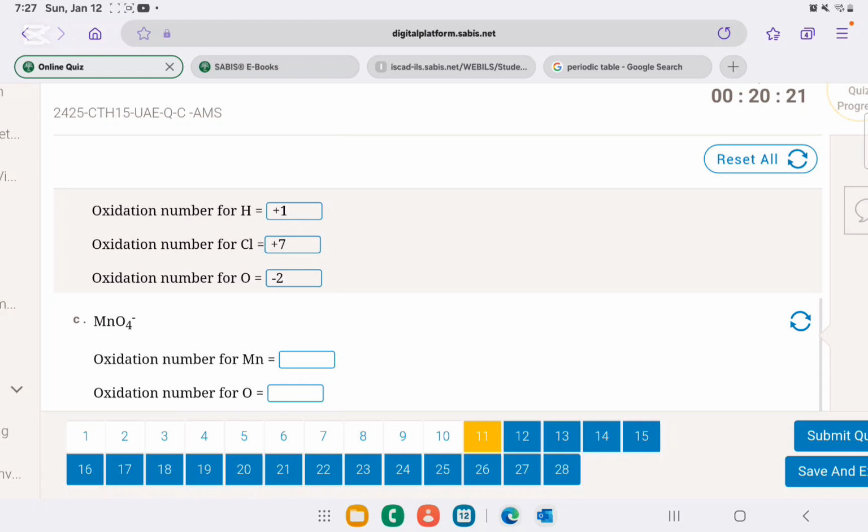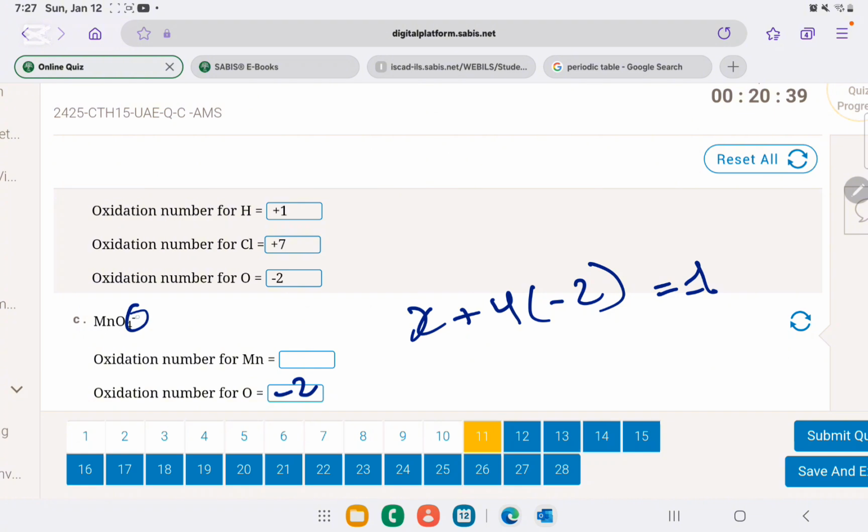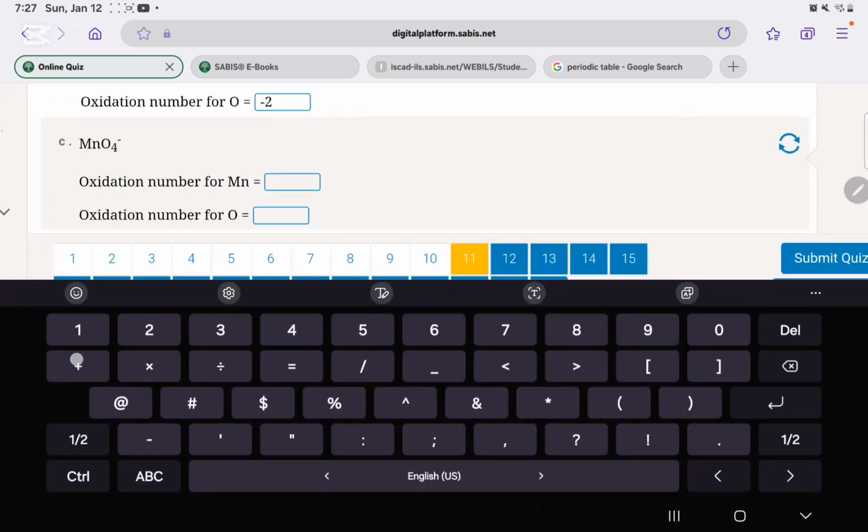Last one, oxygen is always -2 again, and then to find Mn we're gonna do X plus 4 times -2 is equal to -1. The X is for the Mn, and then I did 4 times -2 because we have 4 oxygens, and the oxygen's oxidation number is -2. And then I did it equal to -1 because that's its charge. So when we simplify, we get X minus 8 is equal to -1. We get X is equal to plus 7. So plus 7 and minus 2.